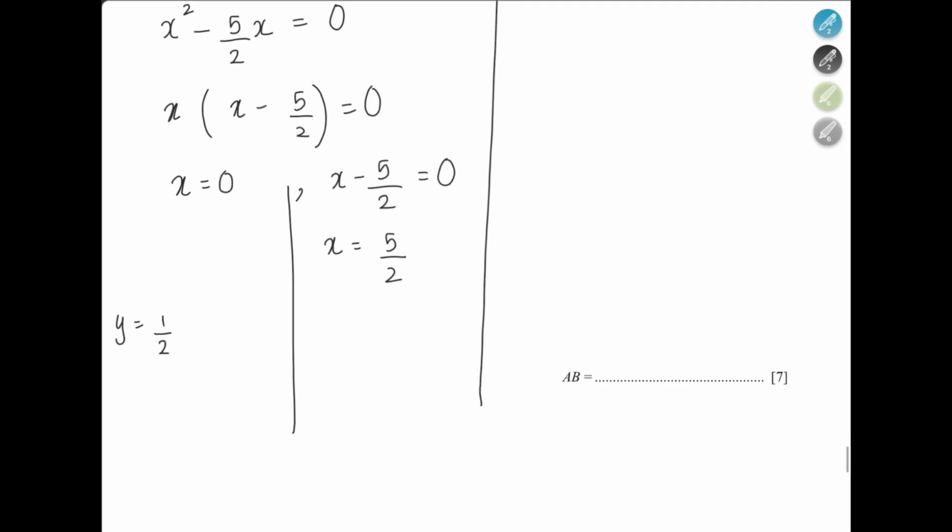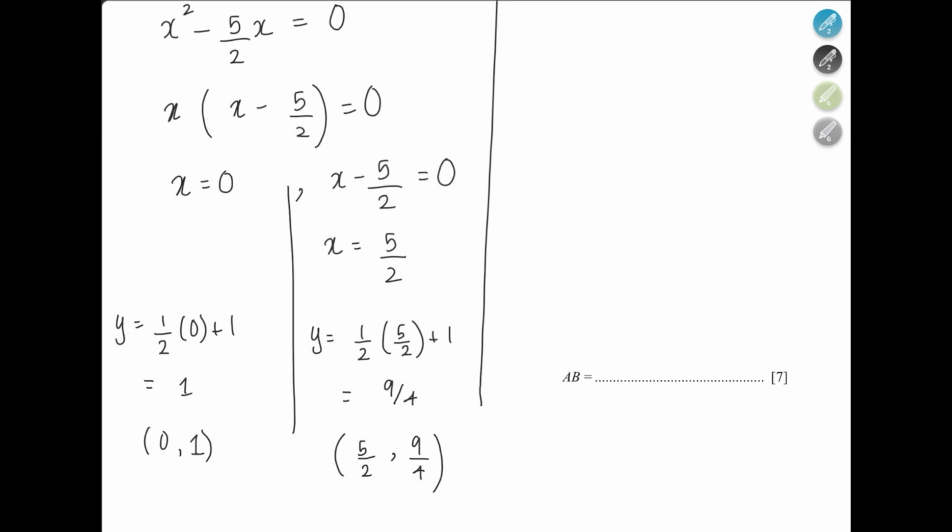Y equals half into x plus 1. This is going to be 1. So one point is 0, 1. What about the other point? Y equals half times 5 by 2 plus 1. You will get 9 by 4. So the second coordinate is 5 by 2 and 9 by 4.